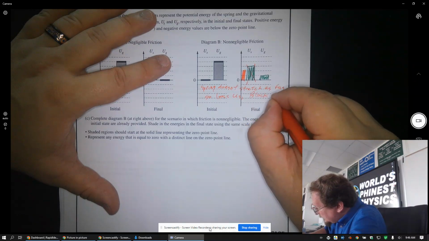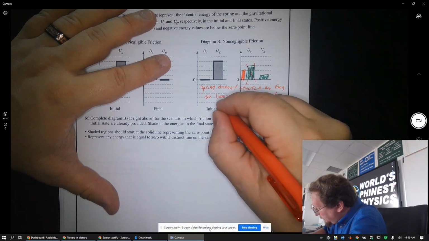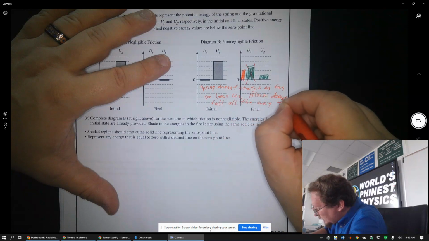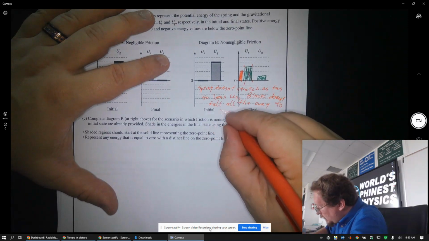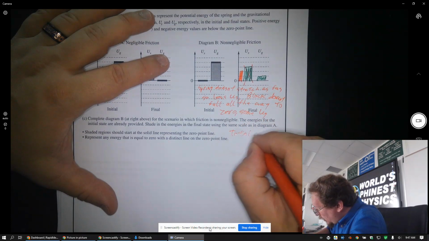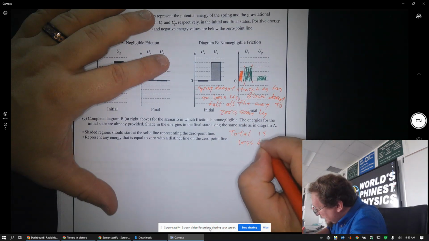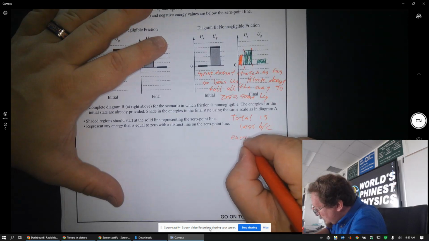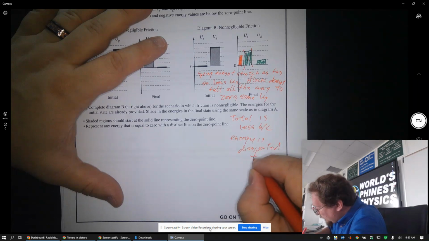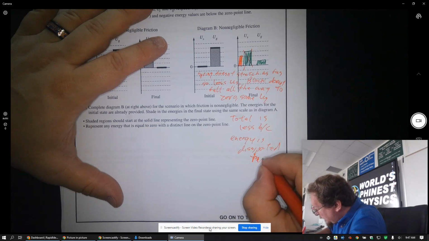Block doesn't fall all the way to zero. So there's still some U_G, and the total is less because energy is dissipated to or by force friction, or whatever it is you want to say.